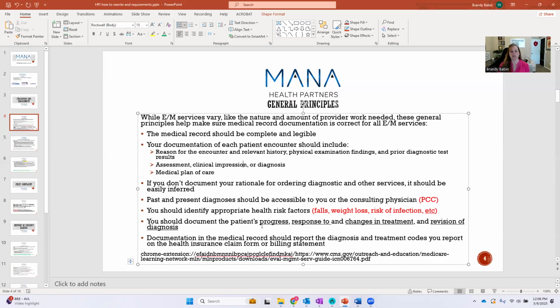And then you're going to document the patient's progress, response to, and changes in treatment, and a revision of your diagnosis. So if you think they have coughing and wheezing and congestion, and then your final diagnosis is bronchitis, revise that diagnosis. If you thought that they had a cough and shortness of breath, and you find out that they had a chest x-ray which is positive for pneumonia, then you're going to revise that diagnosis. And remember that documentation in the medical record should support and report the diagnosis and treatment codes that you report.